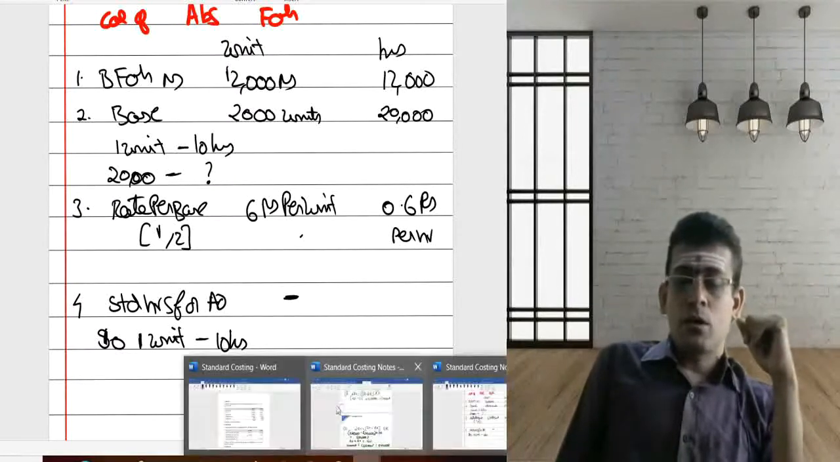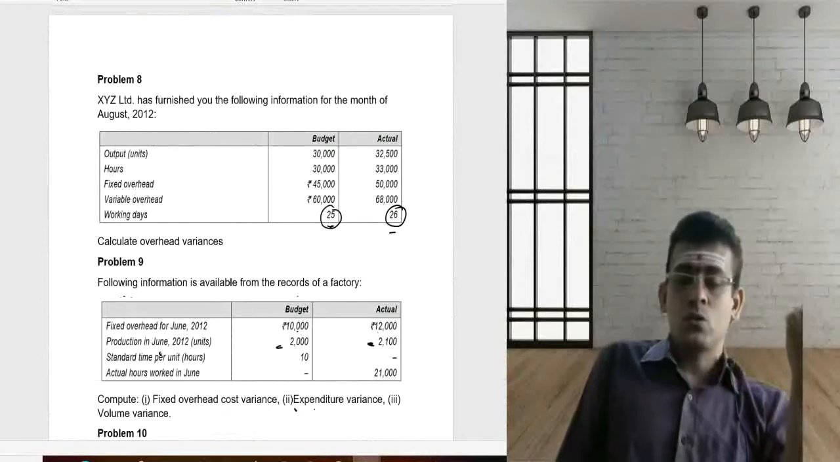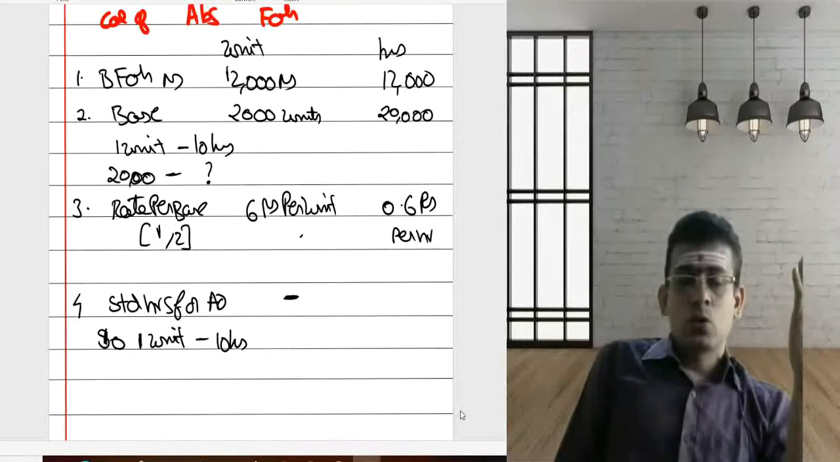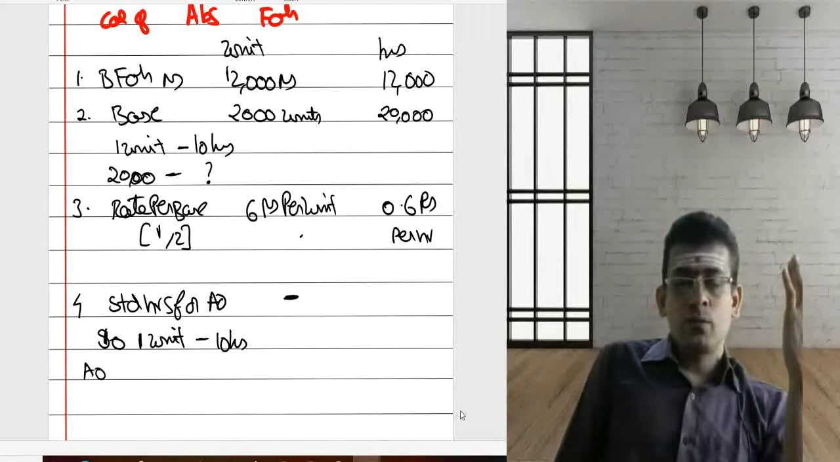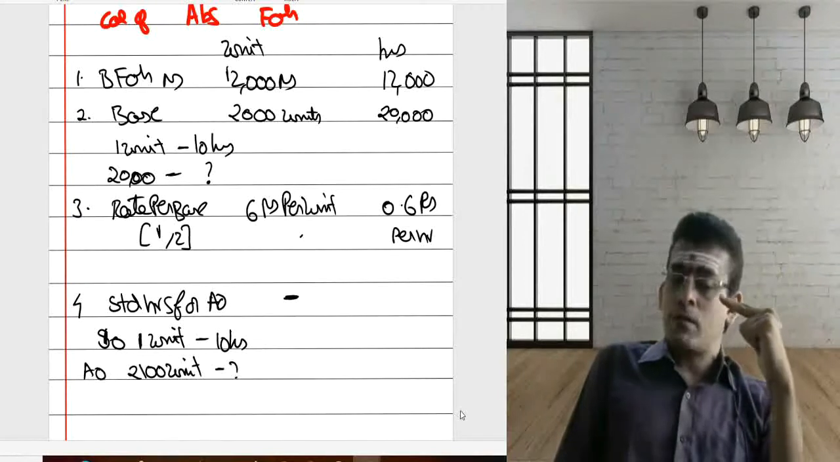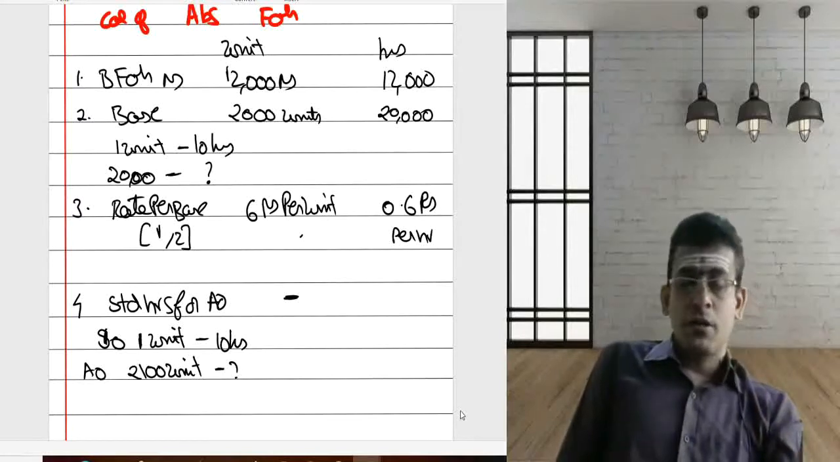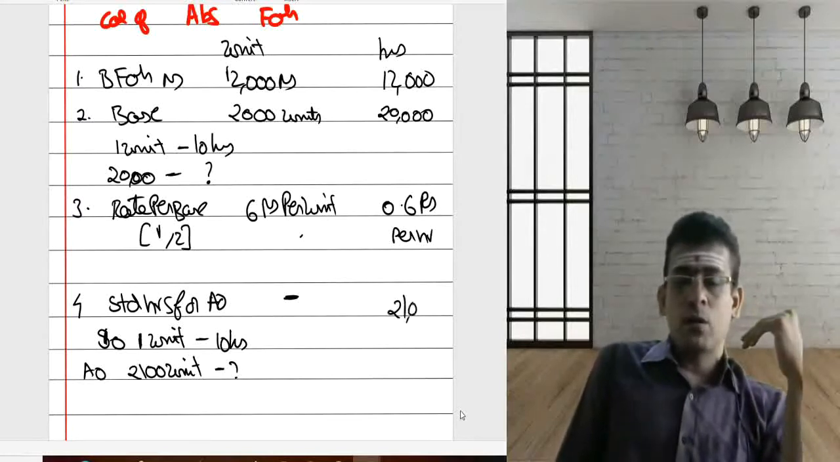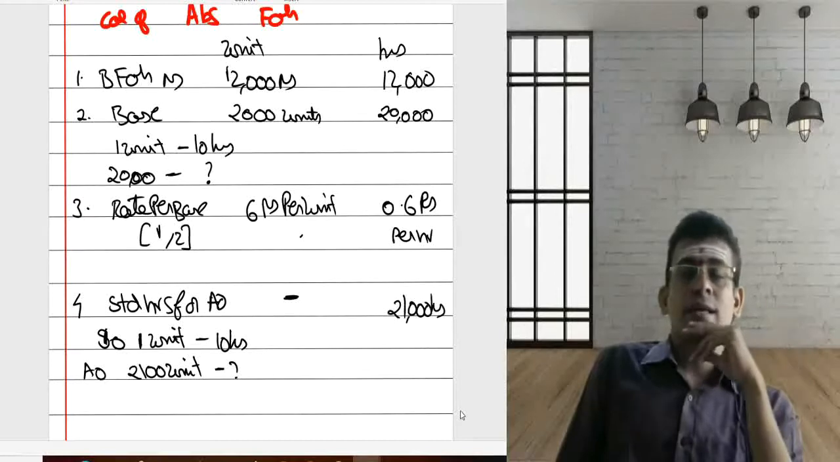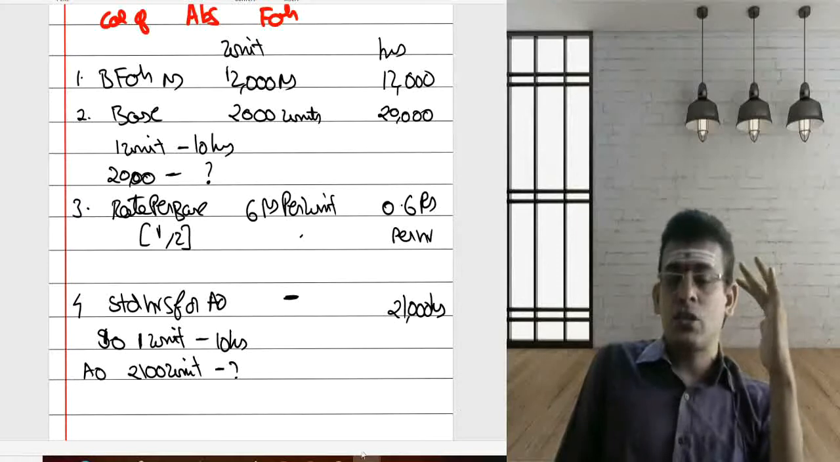My actual output is what? The problem is specifying your actual output to be what? Actual output is production in July, actual 2100. So actual output is going to be 2100 units. Now to produce 1 unit I require 10 hours. To produce 2100 units, how many hours? 2100 into 10, that gives you 21,000 hours. What is this called? Standard hours for actual output.